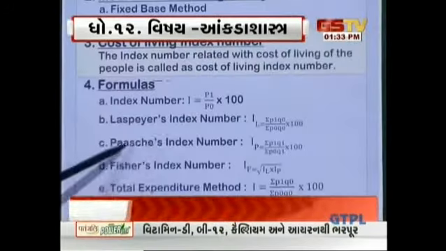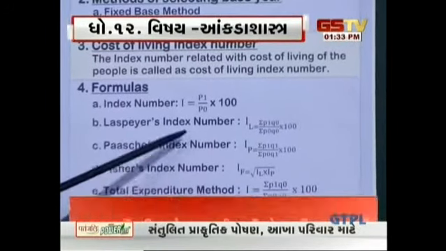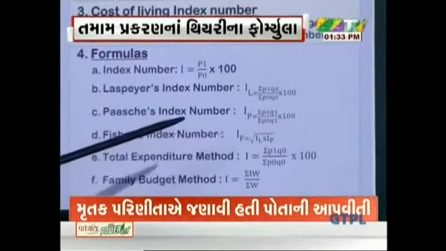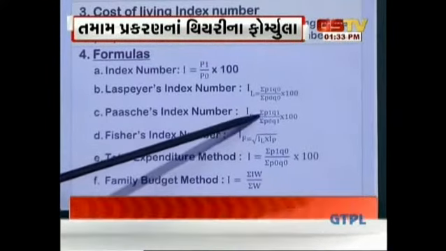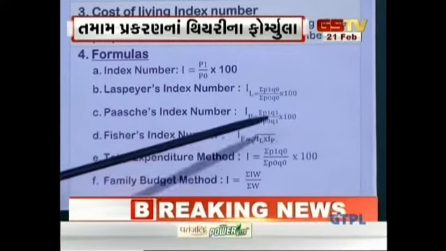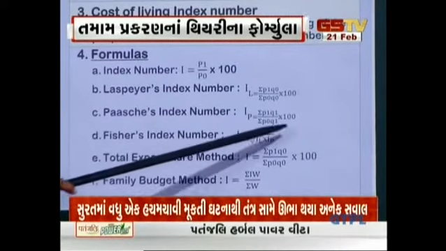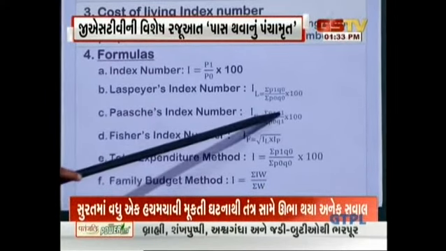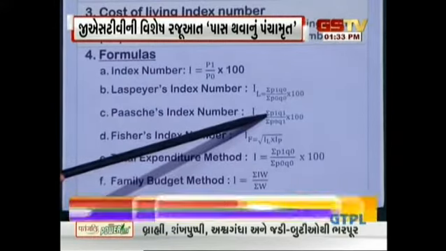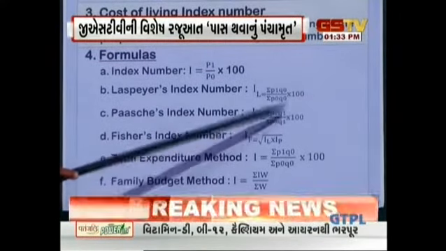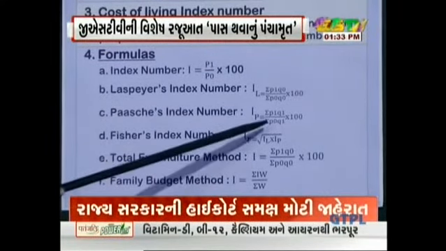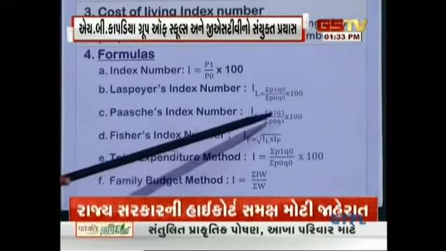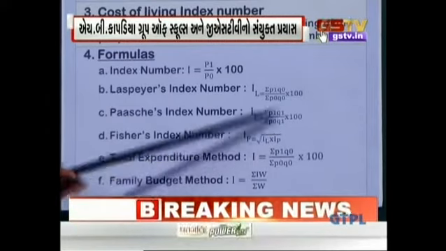Now next, Paasche's index number. Paasche's index number is denoted as IP. The formula to find IP is sigma P1 Q1 upon sigma P0 Q1 into 100. Here, to find sigma P1 Q1, the price of the current year is multiplied with the quantity of the current year. And to find P0 Q1, the price of the base year is multiplied with the quantity of the current year.